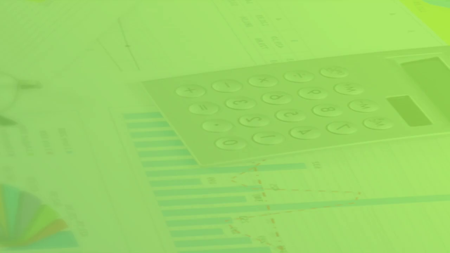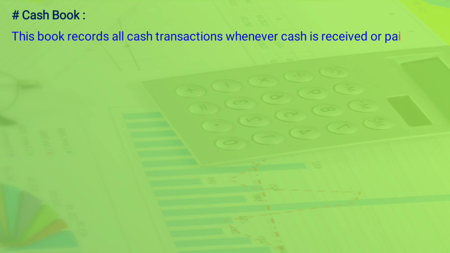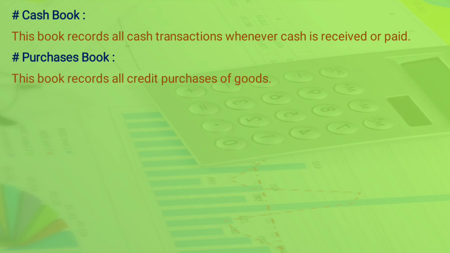First we will discuss the meaning part. What is the cash book? This is the book where we record all the cash transactions. It may be cash received or cash paid, but it should be related to the cash book. Then we have the purchase book. In the purchase book we record transactions of credit purchase of goods only. Purchase of assets or purchase of machinery will never be recorded in the purchase book.